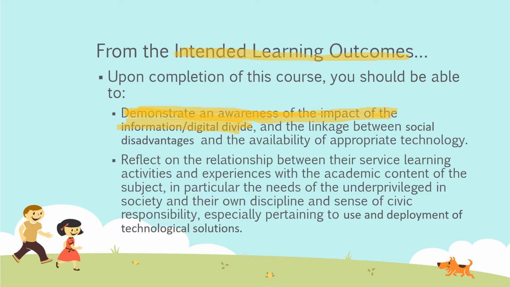Besides creating the project, of course you need to include some of your thinking and reflections inside your reflective journal, and also in your final presentation about your product. Here we would like you to demonstrate the linkage between those social disadvantages and the availability of appropriate technologies. So you are going to write reflective journals. At least you need to write 3 reflective journals and 1 reflective report, which is around 2,000 to 3,000 words.